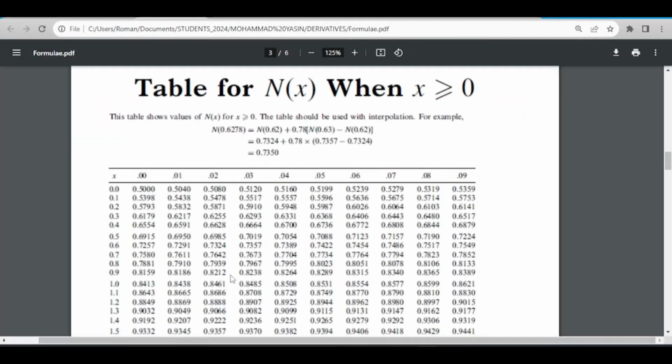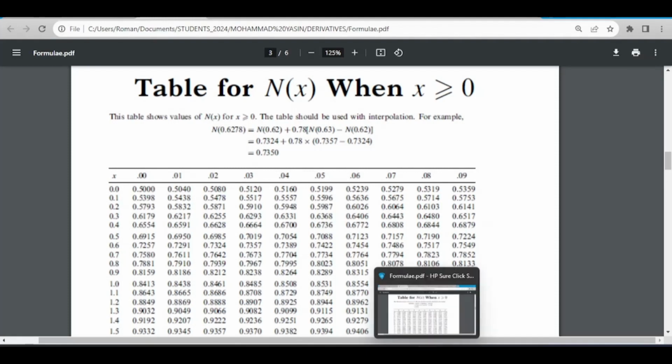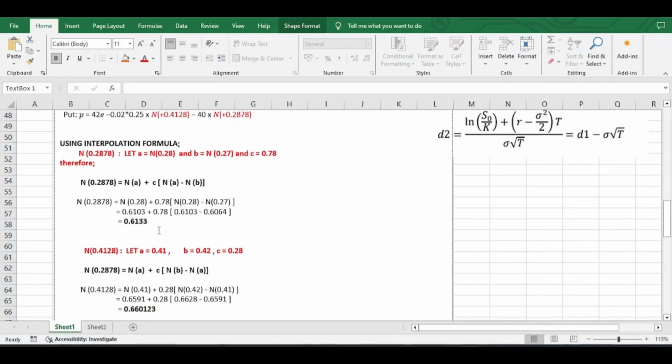So this is the normal distribution table. We have to look into this column and this row: 0.2 and then go across to 8. So that makes it 0.28. So the probability is 0.6103. And for 0.27, the probability is 0.6064. Take these values and plug them into the formula.